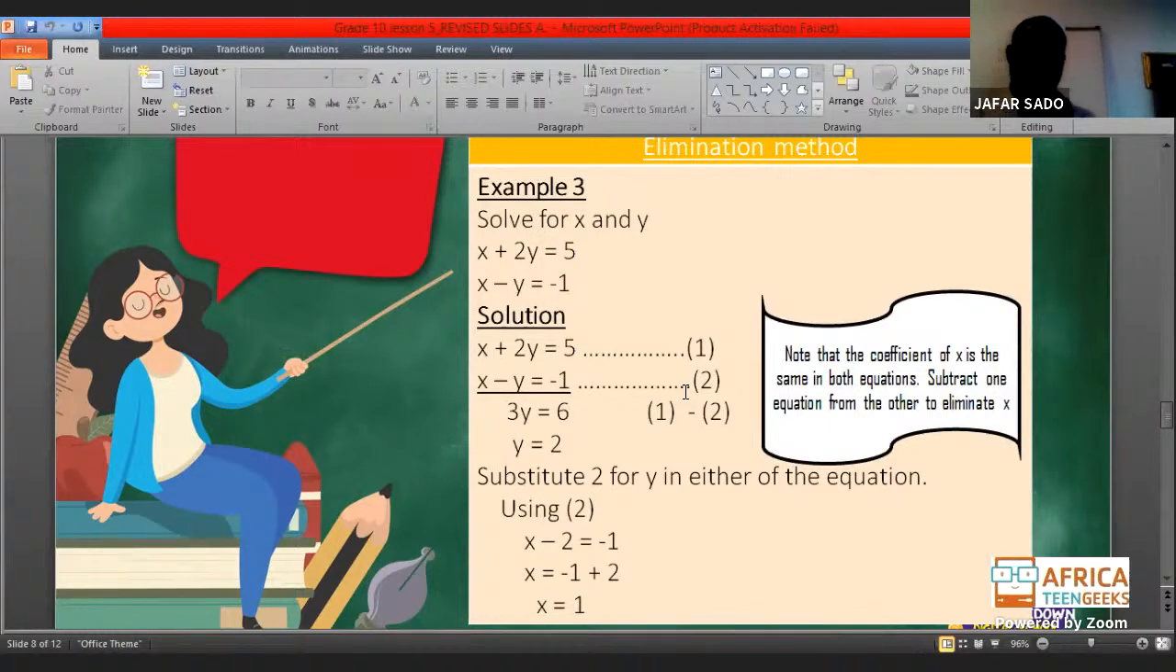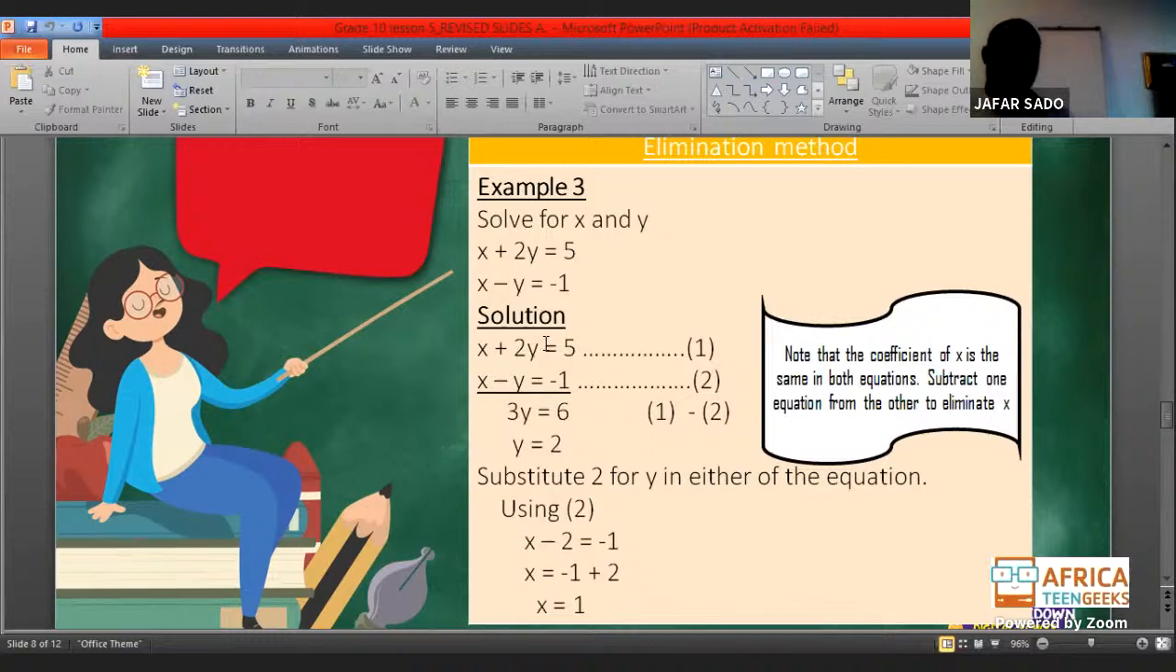Again, in the elimination method, we try to eliminate one of the variables, and then we can find the second variable. You can eliminate x if you like, and that will enable you to find your y. Or you can eliminate y, so that you have your x left. It's up to you, but we try to follow the easier way.